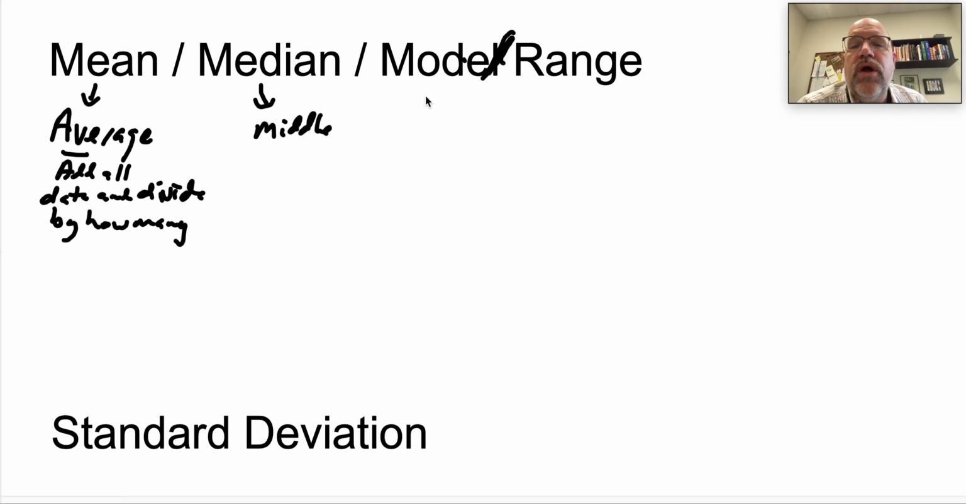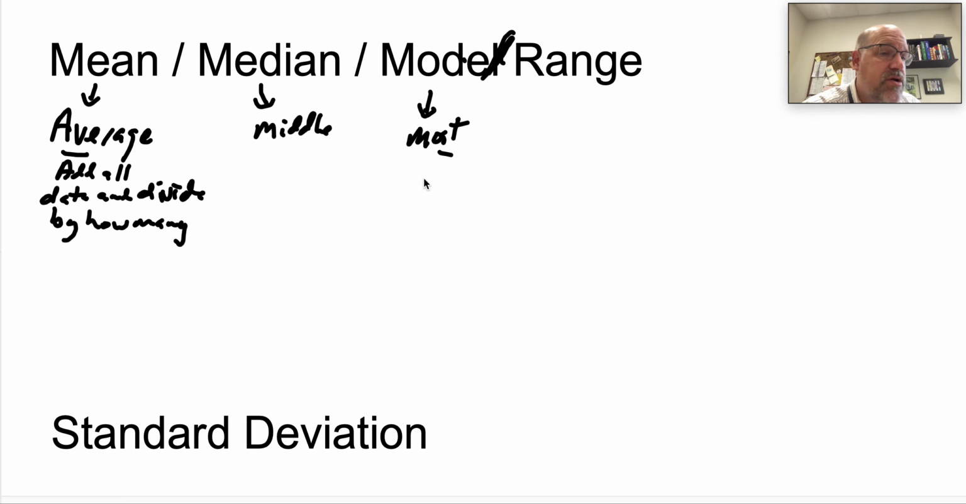Now, mode is the most. It is the number that occurs the most. Now, this has got a little specialness to it. So mode is unlike median, mean, or range. There may be multiple modes. There may be more than one mode. So mode could have two answers.